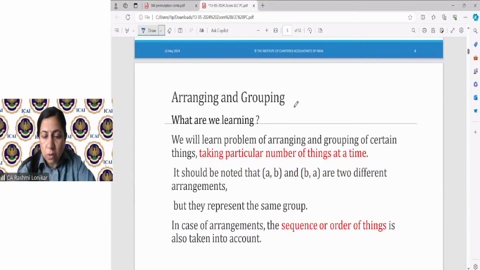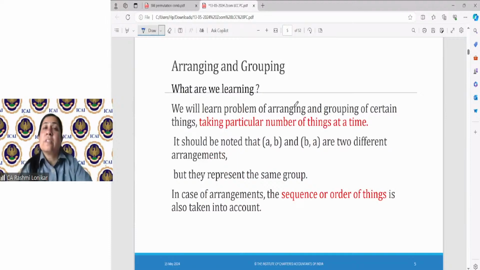Okay. Now, what are we learning? Arranging and grouping. Okay. Arranging, you arrange something in a particular order, and grouping is you form a group. Okay. We will learn problems of arranging and grouping of certain things, taking particular number of things at a time. It should be noted that AB and BA are two different arrangements. Okay. So somebody like first, second, third. Okay, so A, B, C, first, second, third.